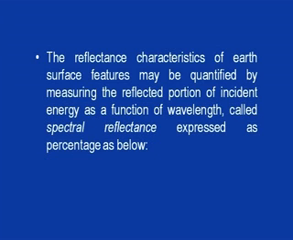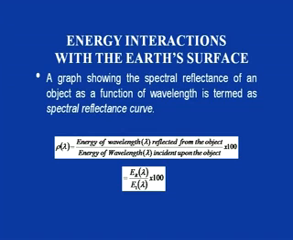The reflectance characteristics of earth surface features may be quantified by measuring the reflected portion of the incident energy as a function of wavelength, called spectral reflectance, expressed as a percentage as given below. That is, rho(λ) is a ratio of the energy of the wavelength λ reflected from the object to the energy of the wavelength λ incident upon the object, taking the percentage of the same. So, it can be simplified that E_R(λ) divided by E_I(λ) multiplied by 100 is the spectral reflectance.